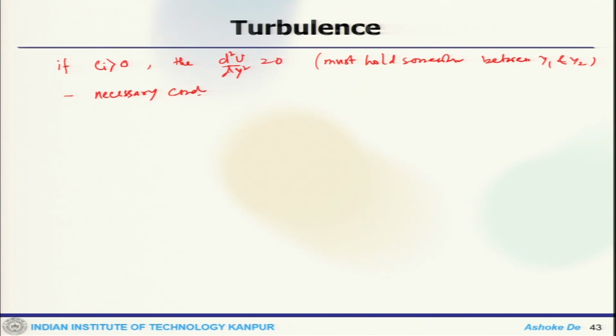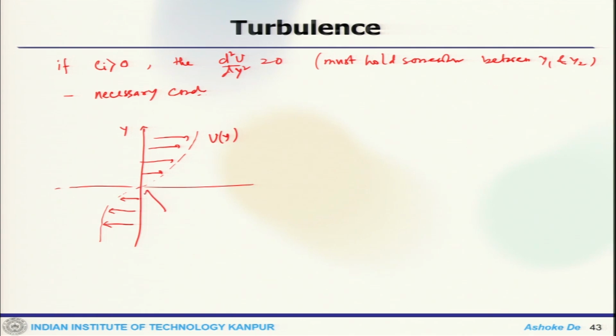So, what one can draw, let us say, I can have a profile like that. So, this is my y, this is U of y, then this particular point is my d2U by dy2 equals to 0. So, this is my inflection point, which is possibly unstable.